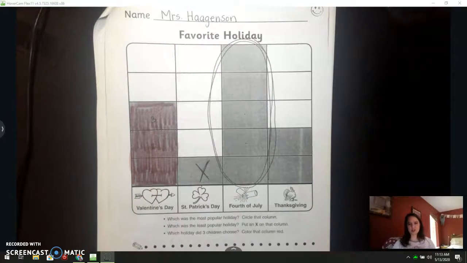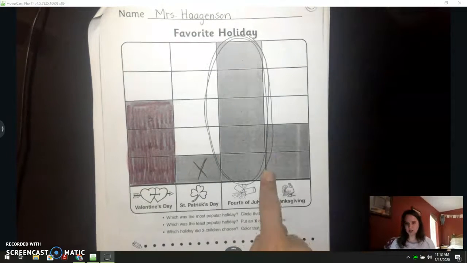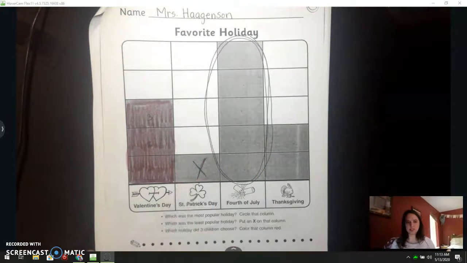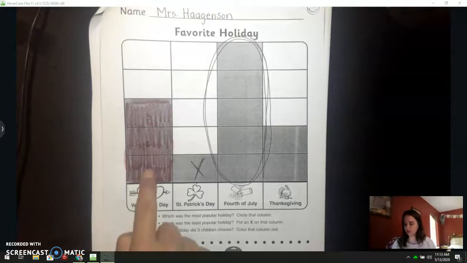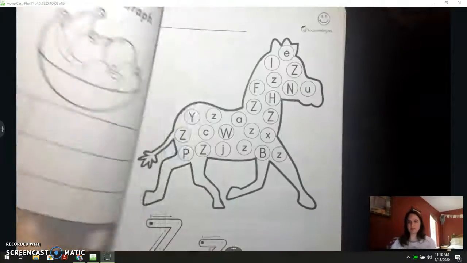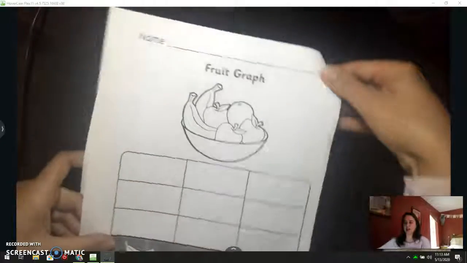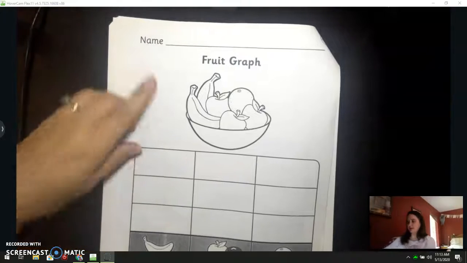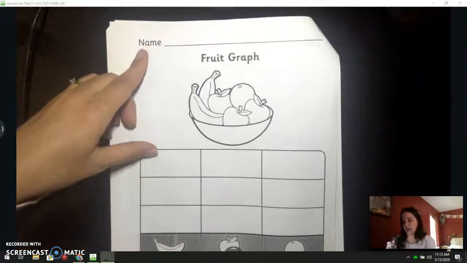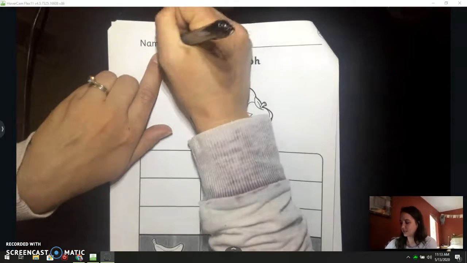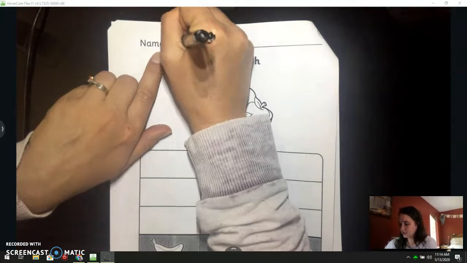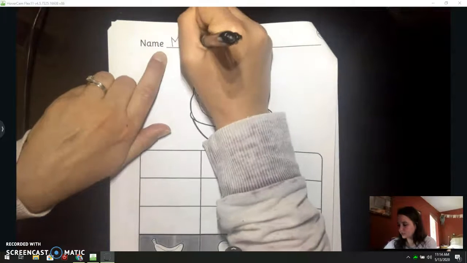We're done with this page now. You just had 3 things to do. Circle the one with the most, put an X on the one with the least, and color the one that had 3 red. Flip to our last graphing page for today. Oh, I see this word up here, N-A-M-E. It says name. Write your name at the top. It's good practice.